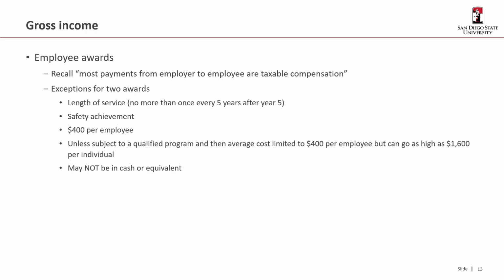So length of service is no more than once every 5 years after 5 years. And safety achievement is for when you have a program that says, look, we've had this many work days without an accident. The maximum is up to $400 per employee. It needs to be paid, not in the form of cash. If it's subject to a qualified program, then the average cost is limited to $400, but an individual award can go as high as $1,600 to a single individual. These awards may never be in cash or some other cash equivalent. The second they are, they are just another form of taxable compensation.